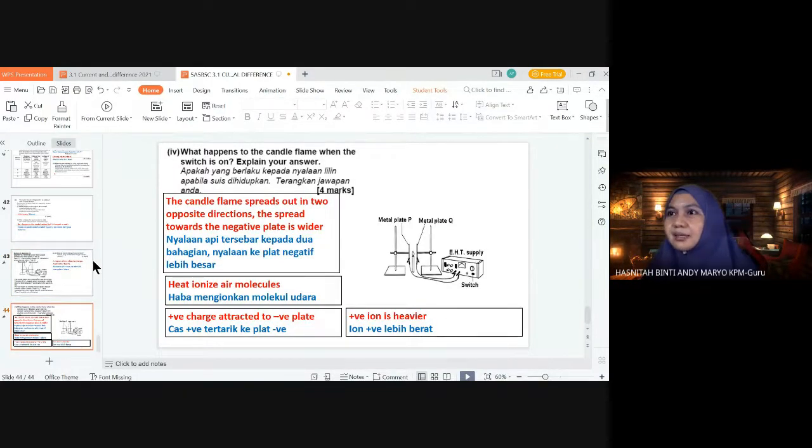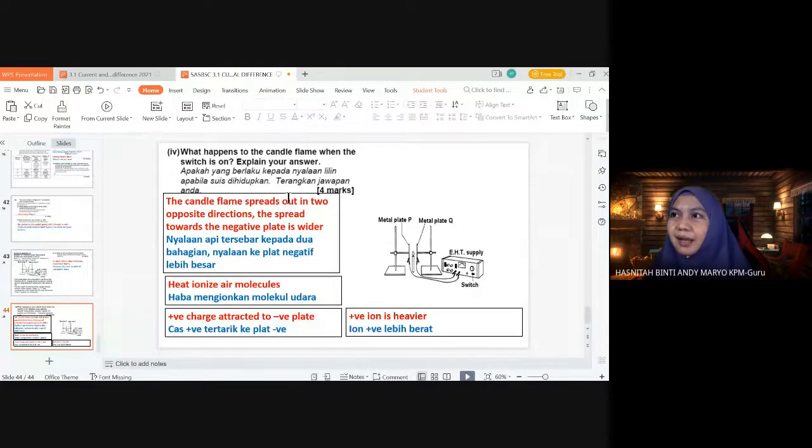This essay carries 4 marks. 4 marks is for explanation or working principle. They give you the situation, the candle. What happened to the candle flame when the switch is on? Explain your answer. So how to get the 4 marks? What can you write for the first mark?